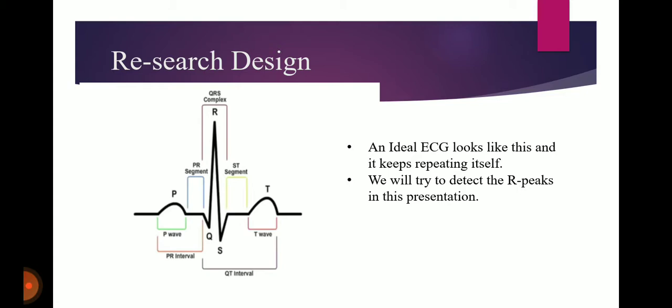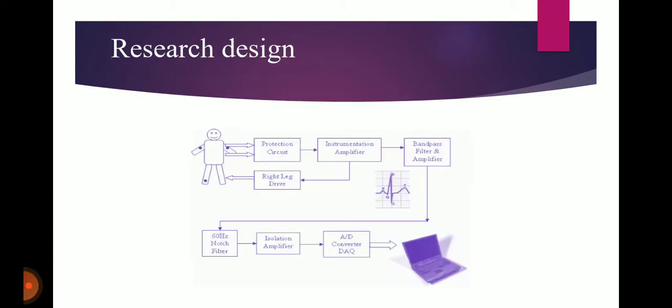And we are using two filters. The first one is the high pass and the second the low pass filter. Here we can see the research design: from the human body where we place the electrodes, we take the signal, and using the instrumentation amplifier we amplify the signal, and then use a band pass filter. The band pass filter is made up of the high pass filter and the low pass filter.